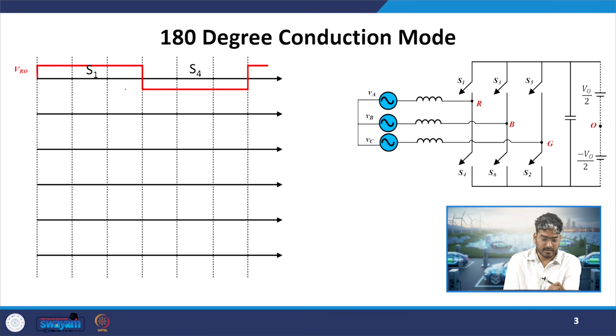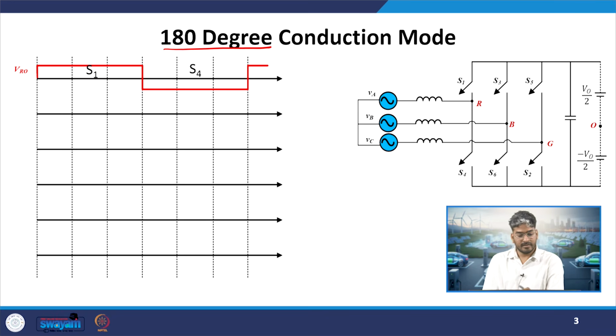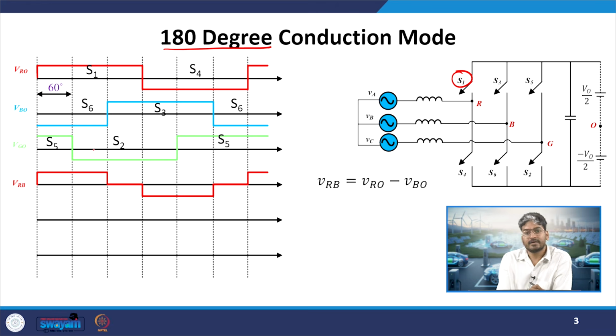So in this 180 degree mode of conduction, each device conducts for 180 degrees. Whenever one switch turns on, it remains on for 180 degrees, and for the remaining 180 degrees it is off. So if you see the commutations, after every 60 degrees, which are marked here, we get one commutation, that is, one switchover of a device. In the VRO voltage, switches 1 and 4 are conducting alternately. This is the voltage of this point with respect to the neutral point.